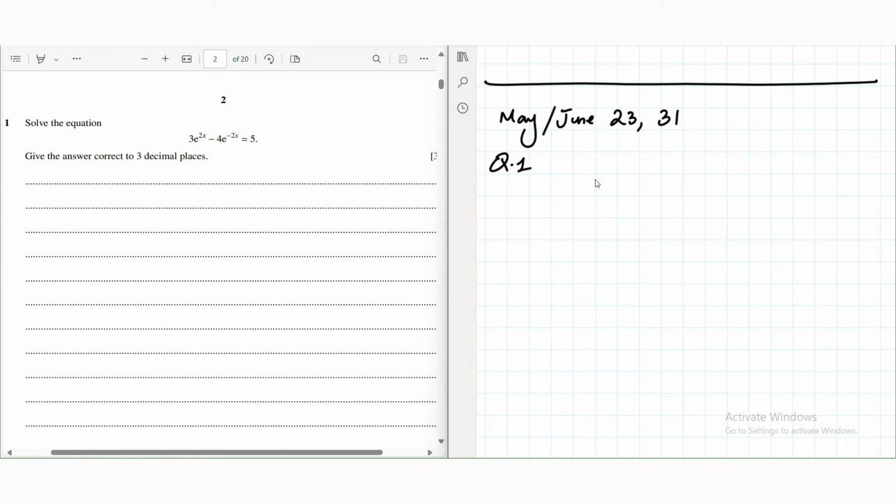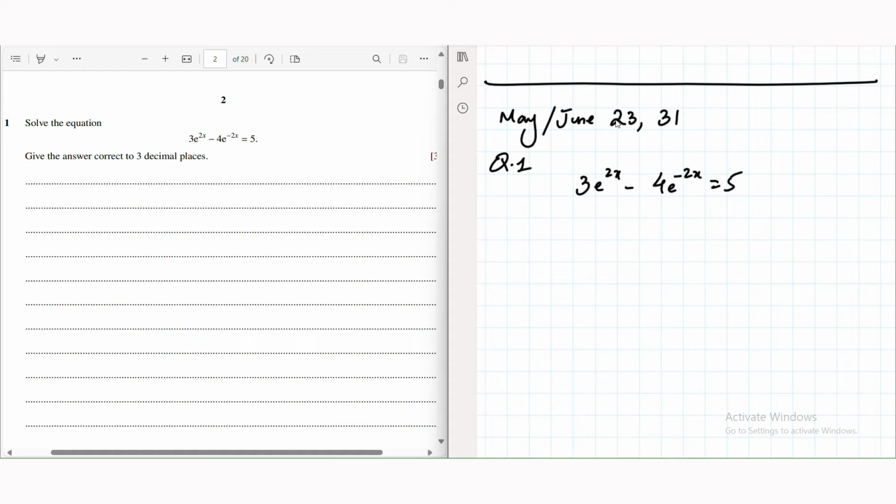So the next question is May June 23 variant 3.1. Solve the equation 3e raised to power 2x minus 4e raised to power minus 2x equals 5. And we have to give our answer in 3 decimal places. So what do we do over here? It's very straightforward.